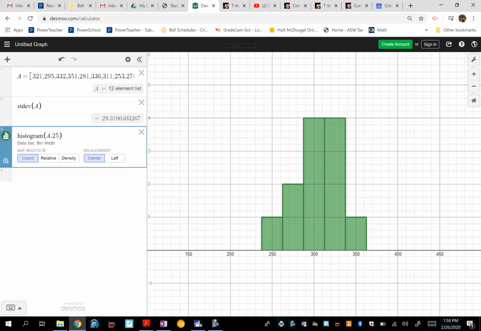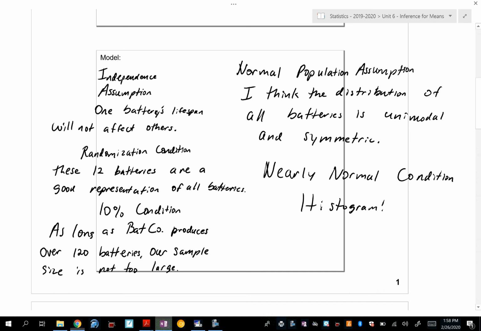So if this had shown skewness or outliers or gaps or multiple humps, then I'm not worried if my sample size is 250 batteries. That's a very large sample. But 12 batteries, that's a tiny sample. So I'd be really worried if this wasn't unimodal and roughly symmetric. Okay? Do you guys sketch it? Everybody sketch it? Excellent.